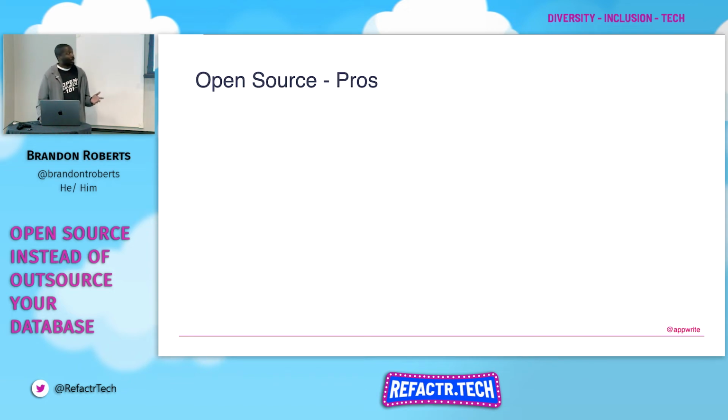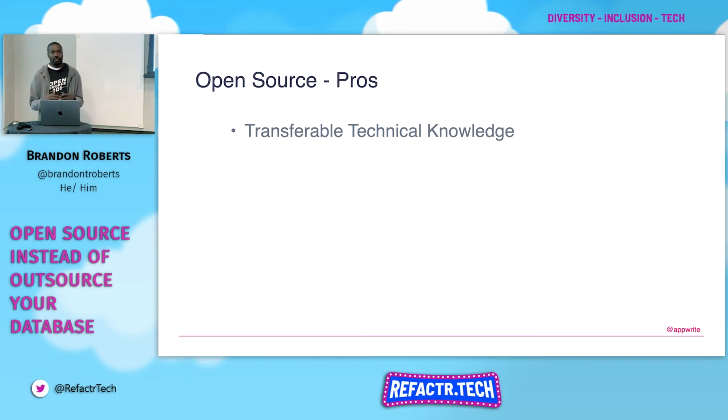Continuing on, the pros for choosing open source include transferable technical knowledge. Because it's an open source project, a lot of people have asked questions, gotten help, and contributed to the project. These are things that are done out in the open that transfer across jobs. If you work on an open source project, it's not tied to that job, so when you leave there, people will still be able to see the work that you do.